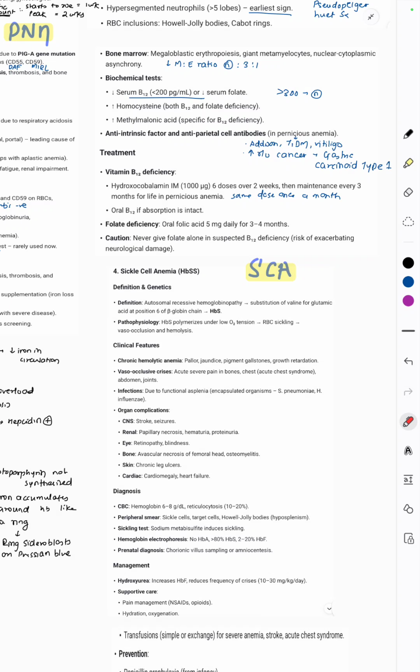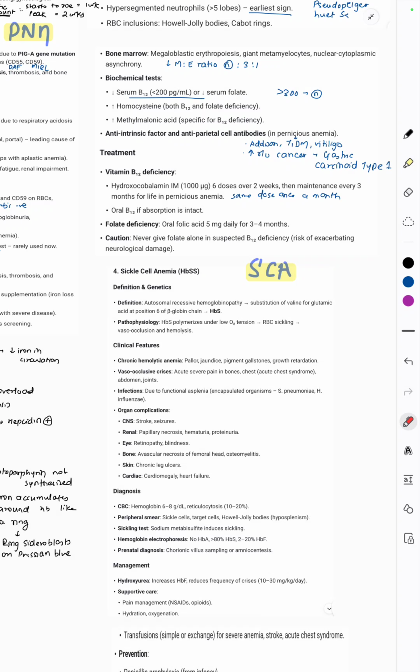Vitamin B12 deficiency management is 1 milligram injection of hydroxocobalamin. 6 doses are to be given over 2 weeks, and then a maintenance dose every 3 months. The same dose once a month is given. Oral vitamin B12 can be given if the absorption is intact. Folate deficiency: oral folic acid tablets 4 to 5 milligrams per day for 3 to 4 months can be taken.